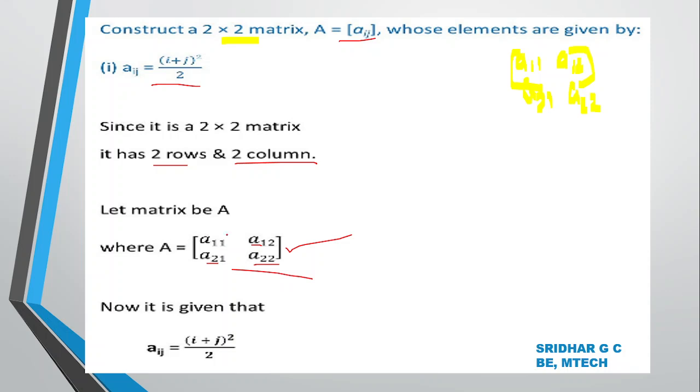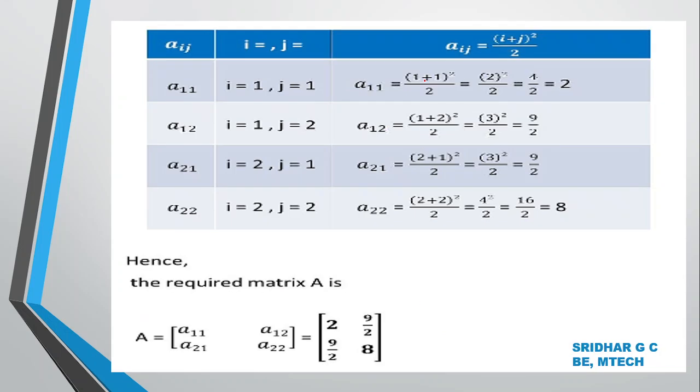So I need to find A11. Substitute the i value as 1 and the j value as 1 in (i plus j) whole square by 2. Here I solved it; in the next one you will come to know. See here, A11 means i equals 1, j equals 1, applied in this formula. So 1 plus 1 whole square is 2 square, 2 square by 2. That means 4 by 2, and 4 by 2 is nothing but 2.